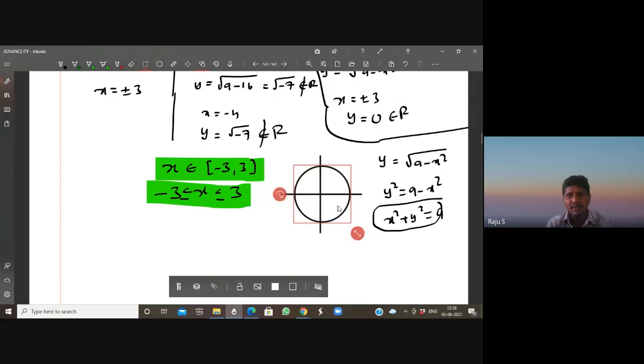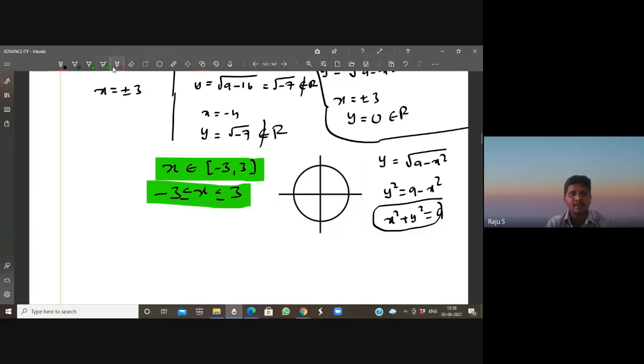The meaning of 3 and minus 3 is that it will meet the x-axis at two different points: one is (3, 0) and the other is (minus 3, 0). This is the meaning. And here the circle exists from minus 3 to plus 3. The circle does not exist for more than 3 or lesser than minus 3. Is it possible here? This is the graph. Here the graph is not required.